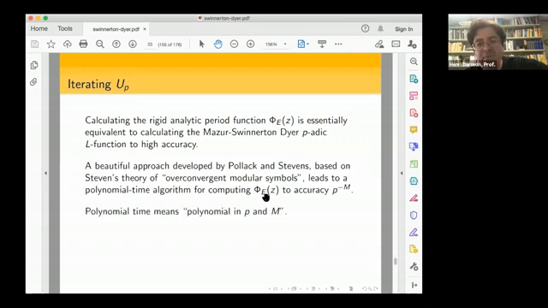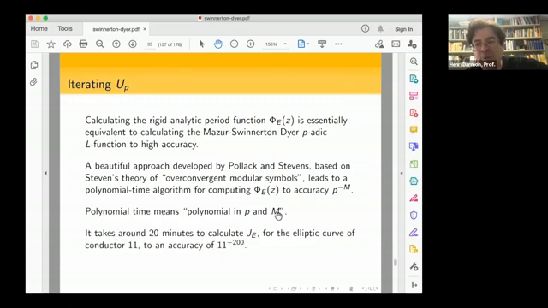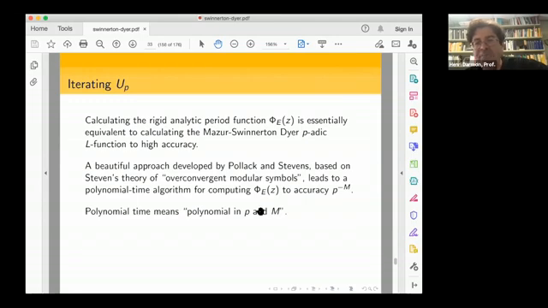Now, polynomial time here means polynomial in p, the prime p, which is fixed for us, and the exponent m. So this is a situation which is quite common in p-adic algorithms, where if p was large, this would be a rather bad algorithm, because it's exponential in log p, which is the natural measure of the size of the problem. But if p is small but m is large, then this is actually quite good.